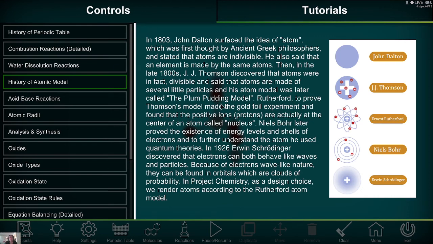Rutherford, to prove Thomson's model, made the gold foil experiment and found that the positive ions, protons, were actually at the center of the atom called nucleus. Niels Bohr later proved the existence of energy levels in shells of electrons and to further understand the atom, he used quantum theories. In 1926, Erwin Schrödinger discovered that electrons can both behave like waves and particles. Because of the electrons' wave-like nature, they can be found in orbitals, which are clouds of probability. In project chemistry, as a design choice, we render atoms according to the Rutherford atom model.